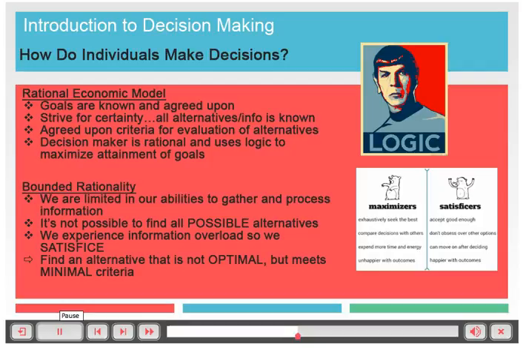So our bounded rationality is really about finding the minimally satisfying solution. As long as it meets our minimum criteria, it addresses what we need, we will suffice. We will deal with it, sufficiently satisfying to be able to use it. So you can see on the right hand side the little graphic, maximizers, people who are looking for the rational economic model to maximize goals. They exhaustively seek the best, they compare decisions with others, they expend an enormous amount of time and energy and are many times more unhappy with their outcomes.